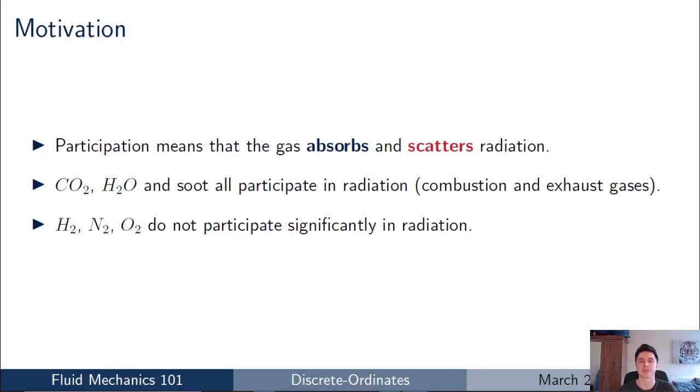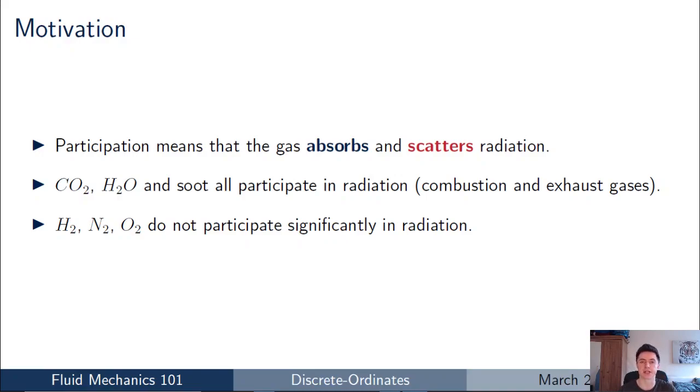So when we tend to have applications with combustion and exhaust gases, for example, the gases in those scenarios do participate significantly in radiation. And so we need a model that we can use to account for that participation between the surfaces. And compounds like hydrogen, nitrogen, and oxygen don't participate significantly in radiation. So clearly, when we're choosing our radiation model, we need to use some judgment as to what degree we think the gaseous medium will be participating in the radiation, and then select a model appropriately.